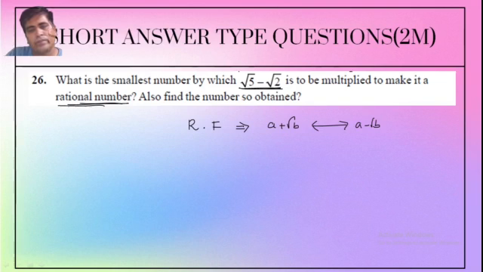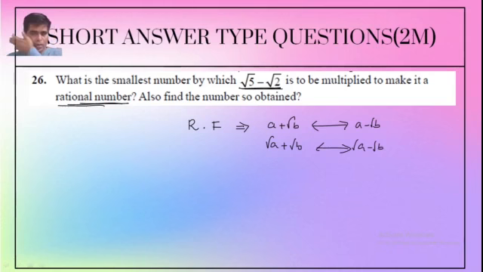Similarly, suppose we have root a plus root b. What is the rationalizing factor of this one? Root a minus root b. Simple. What is the logic here? Here we have to change the signs. This positive sign becomes a negative sign, and if it is a negative sign, we interchange positive to negative and negative to positive. So we get a rationalizing factor.